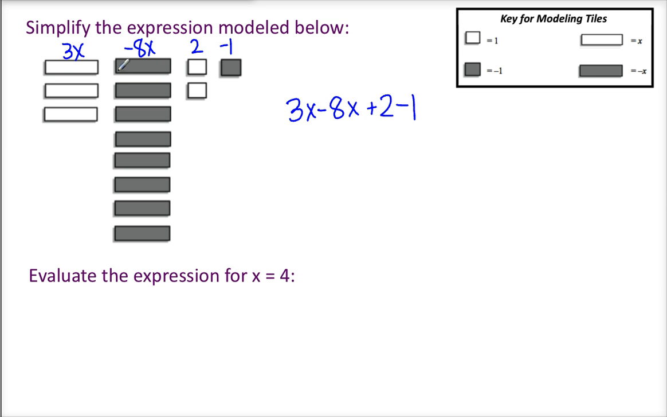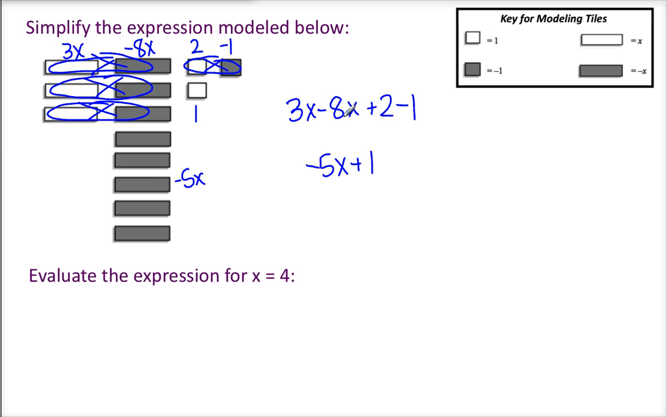Now if I want to use the tiles to help me simplify, I would find 0 pairs and cancel them out because 0 pairs add up to 0. Okay, and here's a 0 pair. Okay, now what am I left with? I have 1, 2, 3, 4, 5 negative x tiles, so negative 5x, and I'm left with 1 x tile. So using the tiles, the simplified version of this expression is negative 5x plus 1. Okay, now let's look at this expression and do it without the tiles.